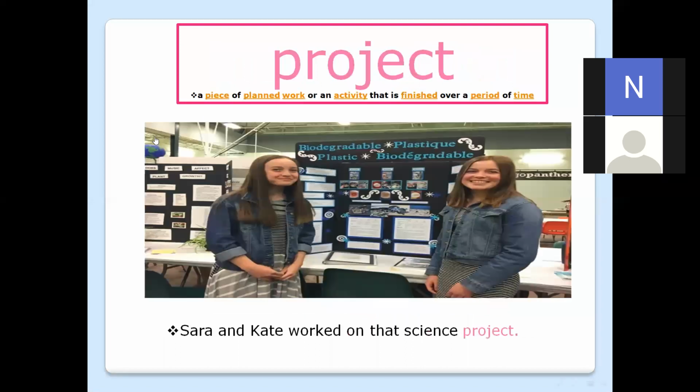Next Latin word is project. Again, please. Project. A project is a piece of planning work or an activity that is finished over a period of time. Sarah and Kate worked on the science project.